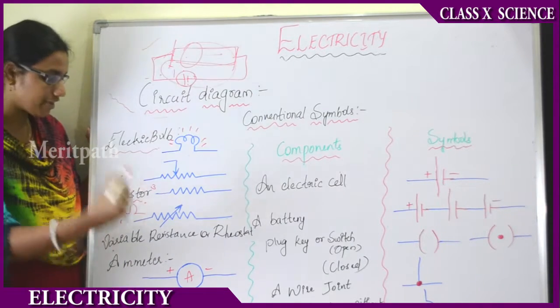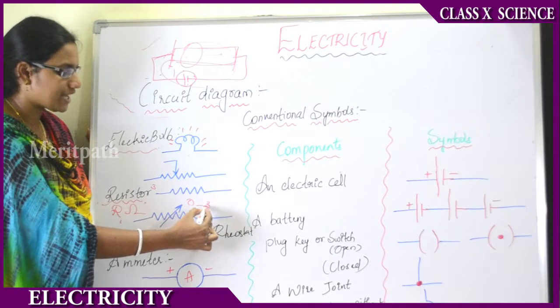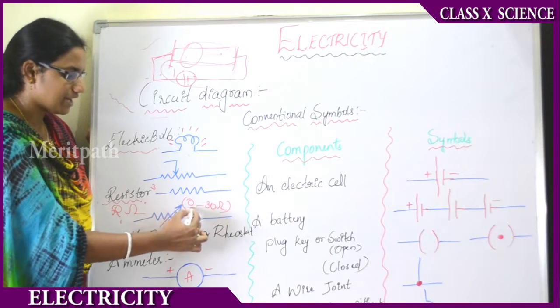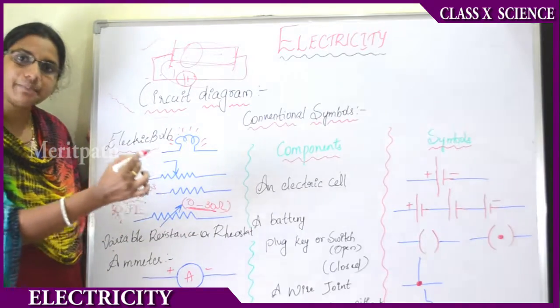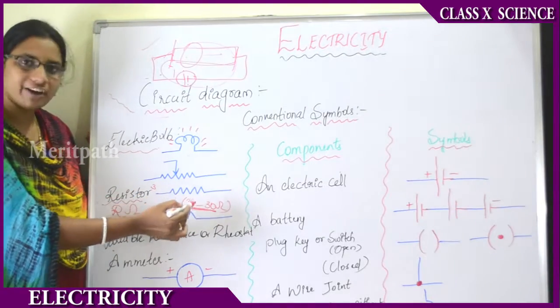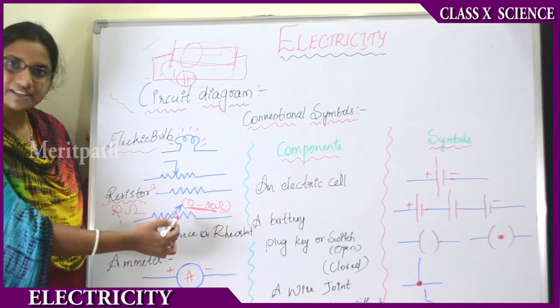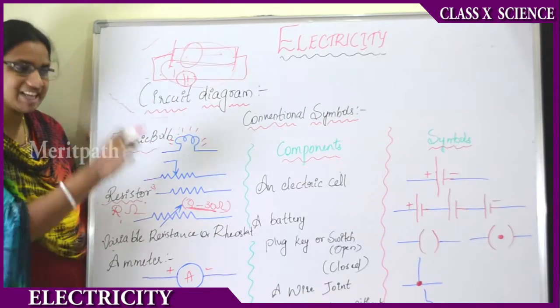It consists of a range of around 0 to 30 ohms. Means in this particular range we can change it at any point. That means if you want to fix it at 1 ohm, you can fix it. If you want to fix it at 2 ohms, you can fix it. That means you can change the bar.